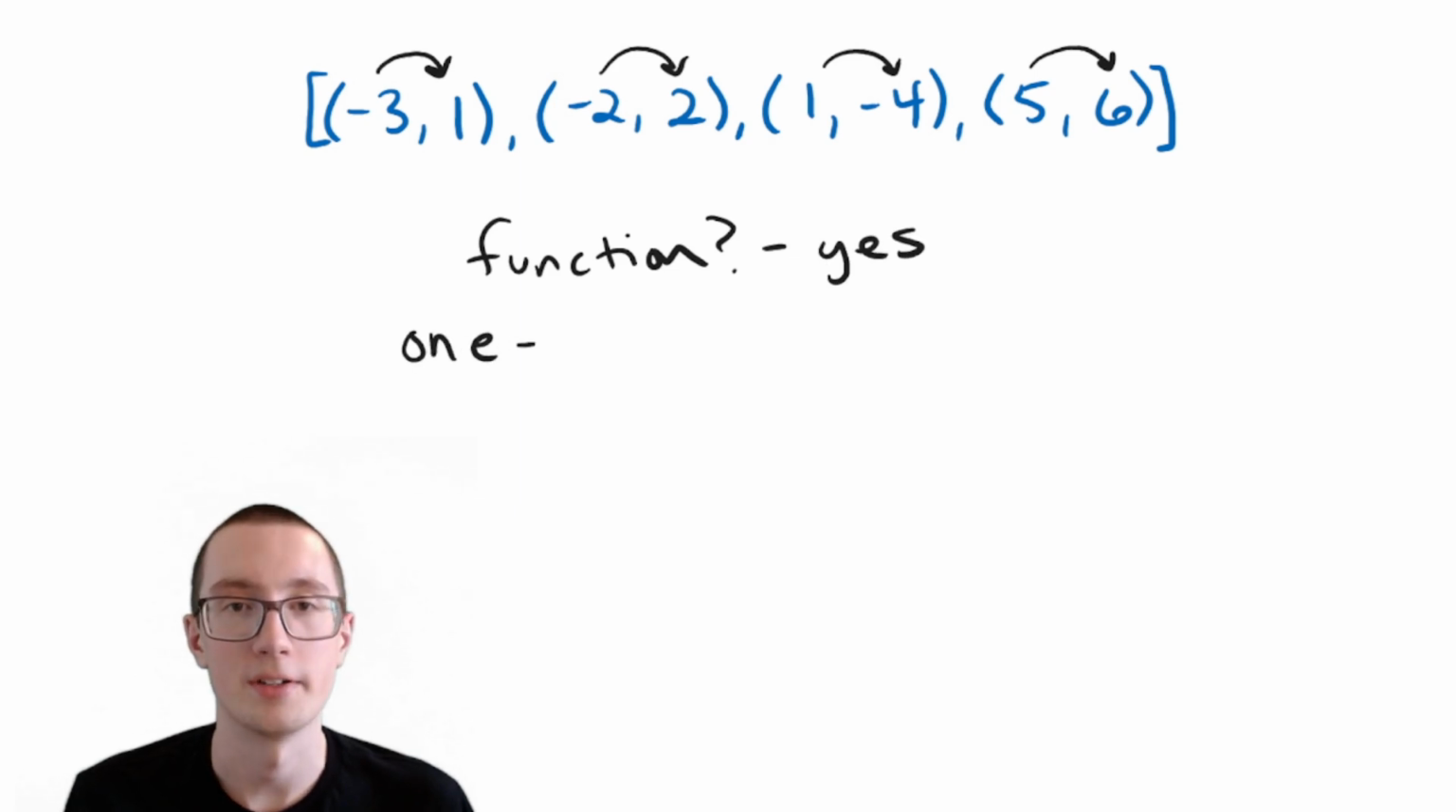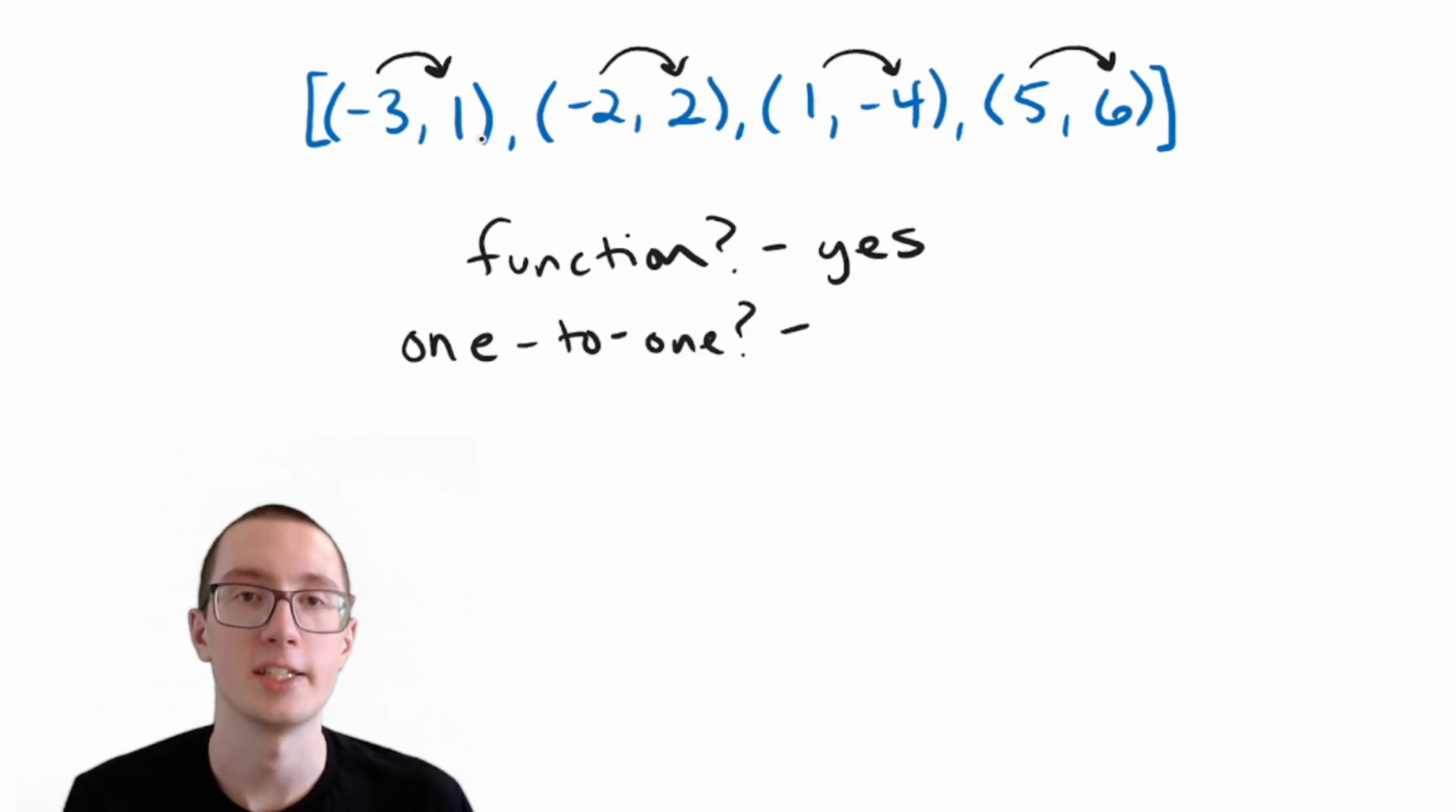Is it one-to-one? Remember, for it to be one-to-one, each of these items here on the right, this is our output, needs to be exclusive to one item. We can't have multiple ways to get the same number. Well, it looks like we have a unique number for each of these, and each of these only has one way to get it. So in this case, yes, this is one-to-one.